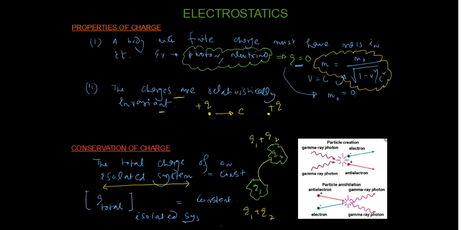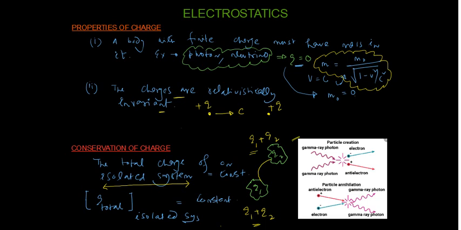That means if I consider this Q1 and Q2 as a single system, for this single system the total charge initial is equal to the total charge final. There will be no change in the magnitude of the charge held by the system. So on the right side of the screen you can see that there is an example. It's a very nice example, a natural phenomenon that we used to see.